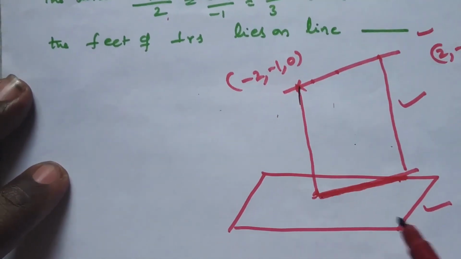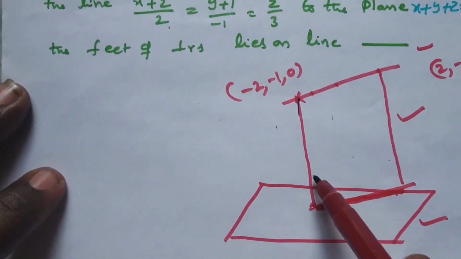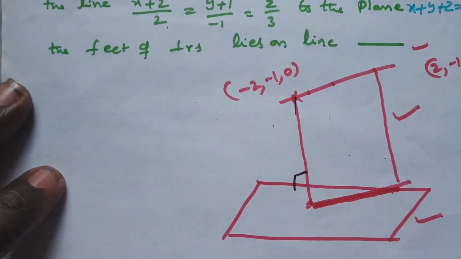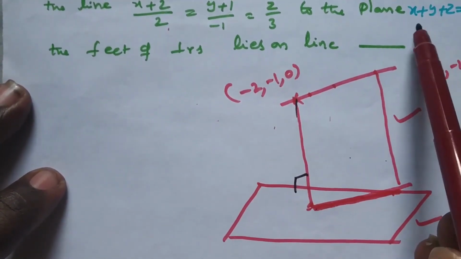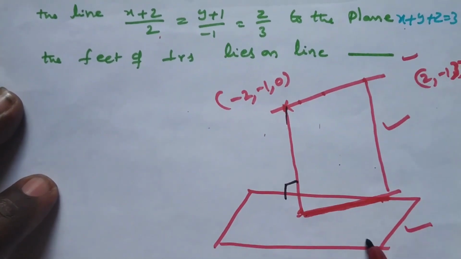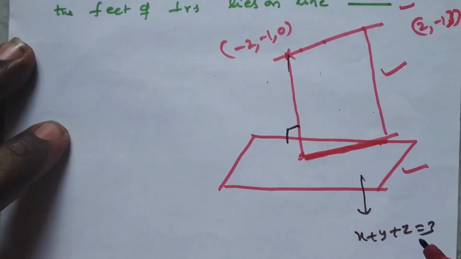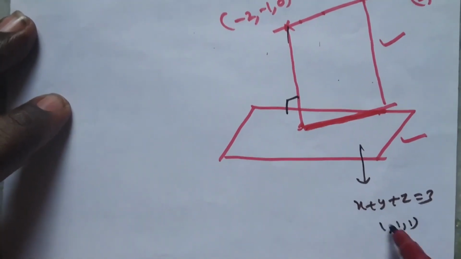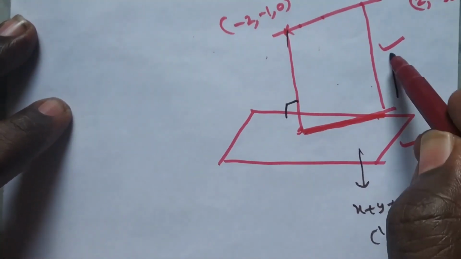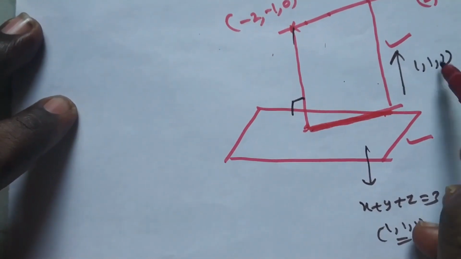First of all, clearly these two planes are perpendicular. Understand? So the direction ratios of the normal to this plane, whose equation is x plus y plus z equal to 3, are 1, 1, 1.